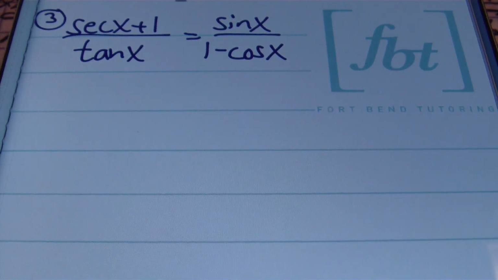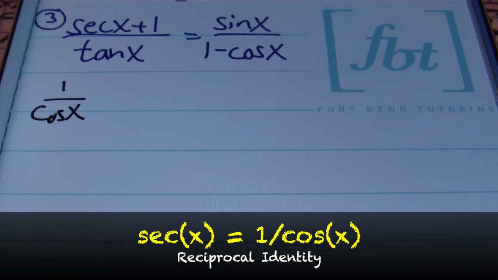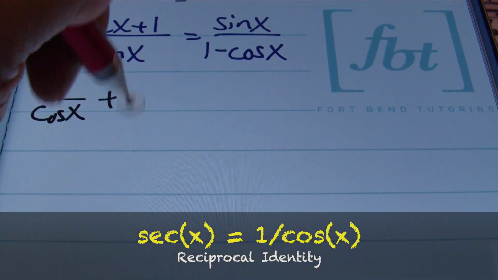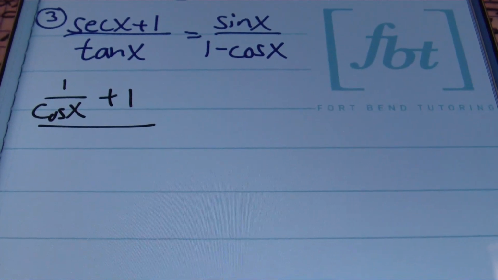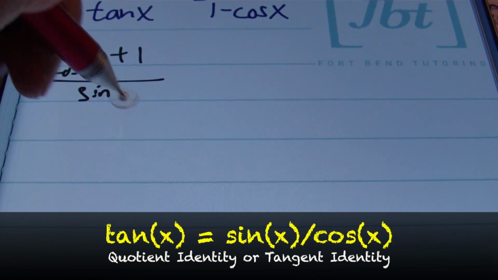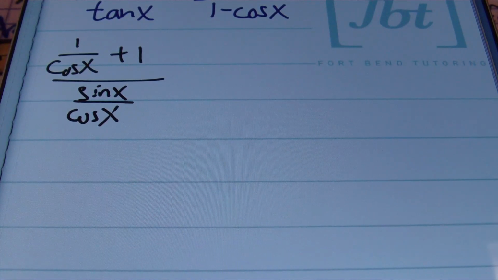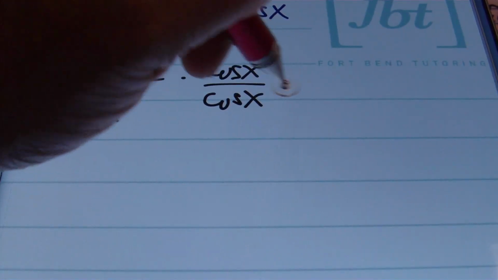So I'm going to rewrite the secant x in the numerator as 1 over cosine x, and that's using that reciprocal identity. This is going to be plus 1, and then in the denominator with that tan x, well, using your quotient identity, tan x is equivalent to sine x divided by cosine x. Now, we really don't want to have complex fractions within this problem, right? So we can get rid of all of those by multiplying every single element here by cosine x. I'm going to multiply the numerator and the denominator by cosine x.